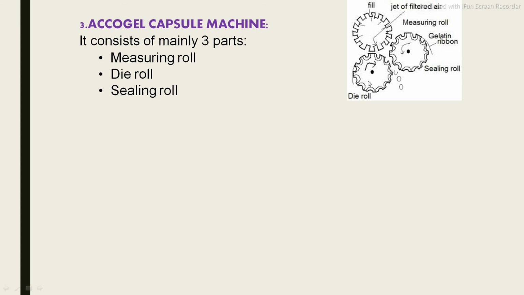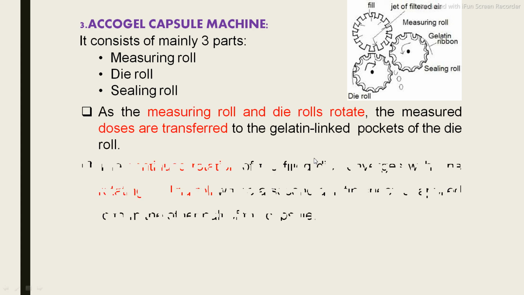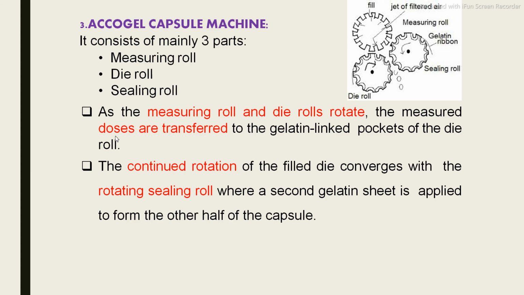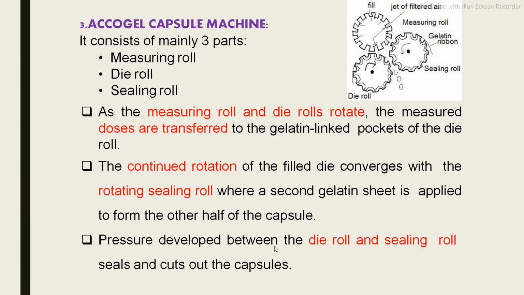Apart from the measuring roll, it has another two rolls, that is the die roll and sealing roll. Once the medicament fills inside the die roll, the second sheet of gelatin seals the soft gelatin capsules. So once the filling is done, the second gelatin shell helps in encapsulating the medicaments. The measuring roll and die roll rotate and the measured doses are transferred, and with continuing rotation the filled die converges with the rotating sealing roll, so that the second sheet is applied to form the other half of the capsules. The pressure developed between the die roll and sealing roll helps to seal and cut the soft gelatin capsules.